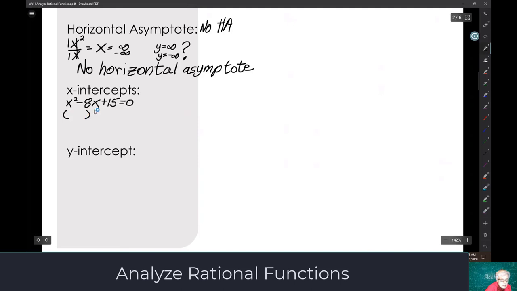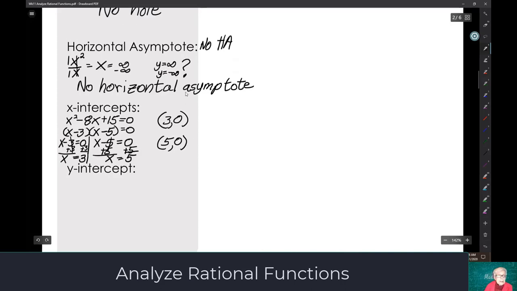And we already factored it. I set each factor equal to 0. Add 3, x equals 3. Add 5, x equals 5. So your x-intercepts are (3, 0) and (5, 0).